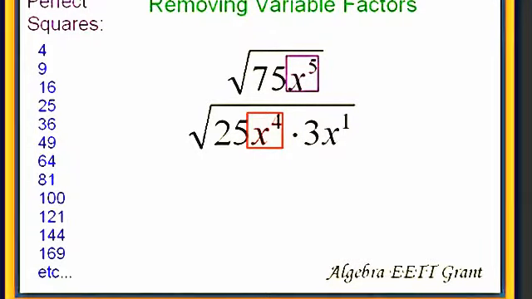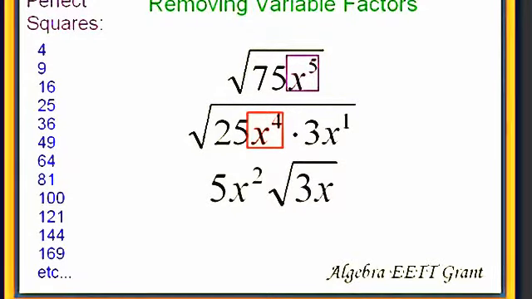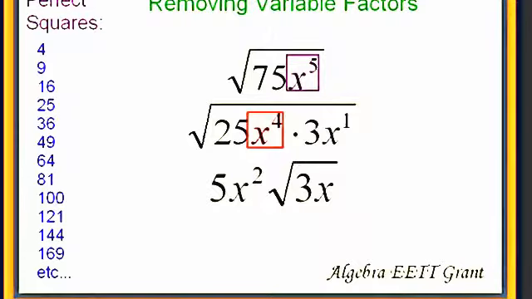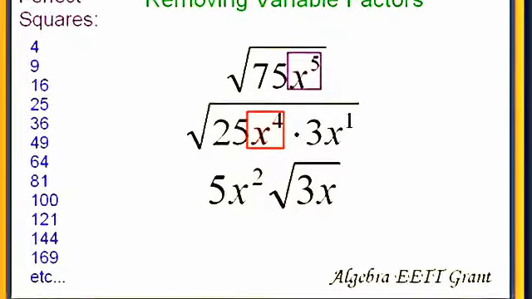Again, x to the 4th, what two things just alike does it break up into? 4 divided by 2, if I look at the exponent, is 2. So the square root of 25 is 5, and the square root of x to the 4th is x squared. That's the two things just alike that x to the 4th breaks up into. And then the 3x is left over, so it's still inside of the radical. So the square root of 75x to the 5th simplified is 5x squared square root of 3x.